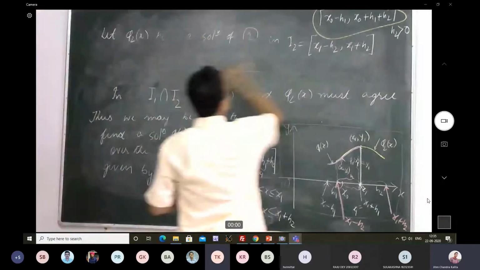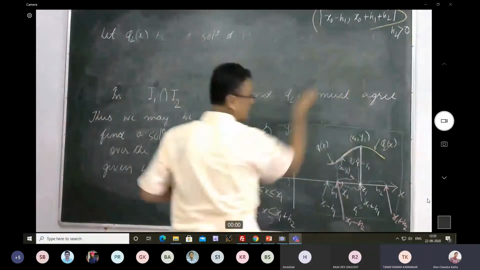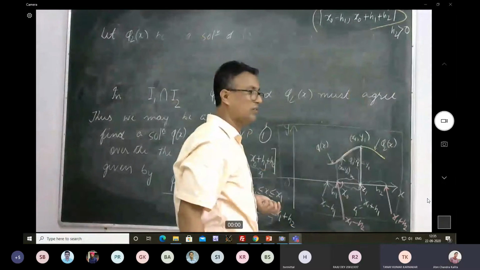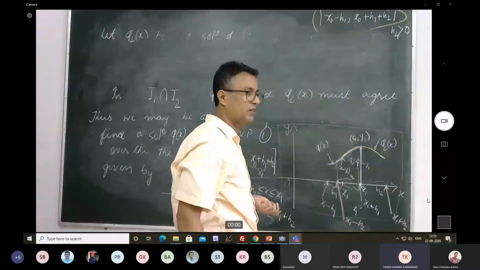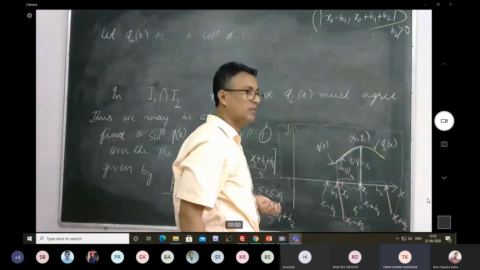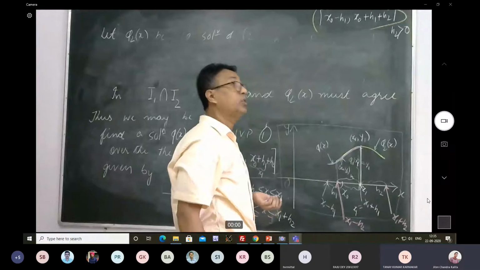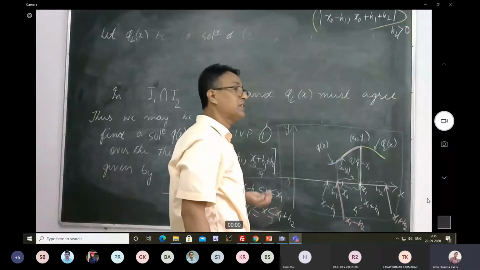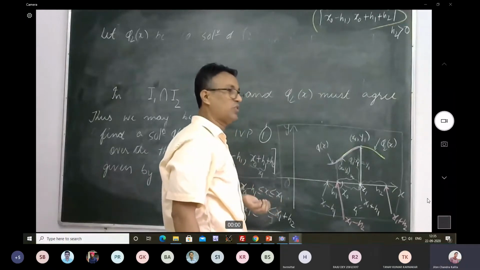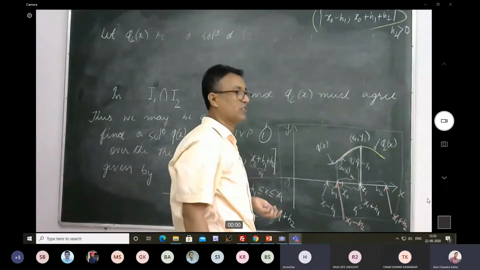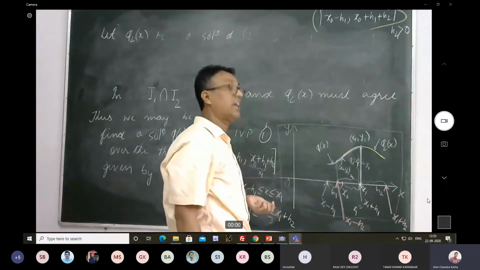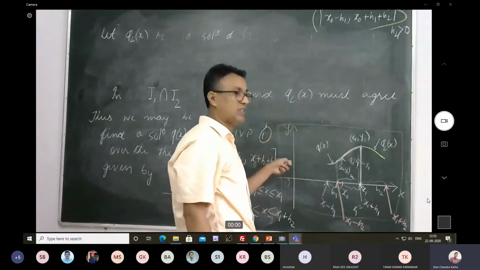Sir, can you give an example of this last query, where, after proving all these theoretical concepts, we can find an example where the derivative doesn't exist at this point x1? No. If the derivative doesn't exist at the point x1, then you cannot get a common solution. Definitely no. The derivative has to exist.